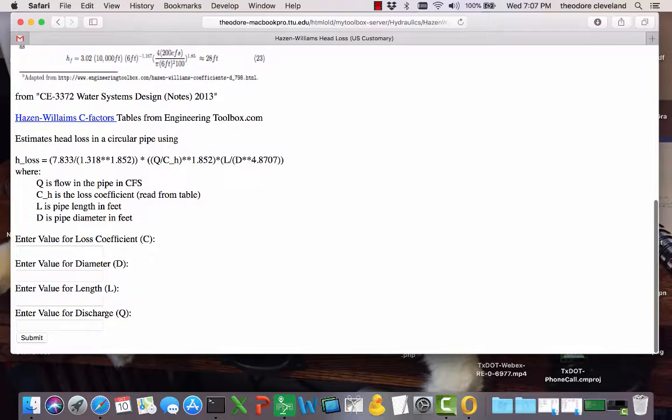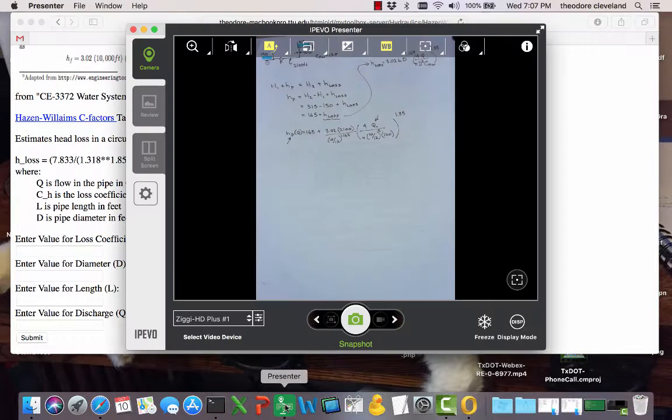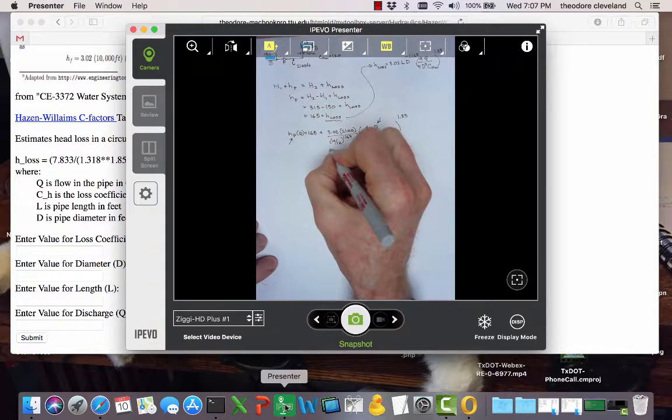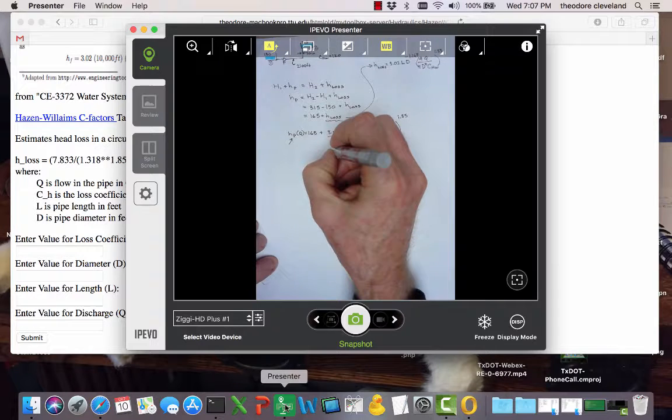And what we'll be obtaining is the results for this half of the expression. So we'll be obtaining values for this for different values of Q. And then we just add those to 165 and use that to populate this table.